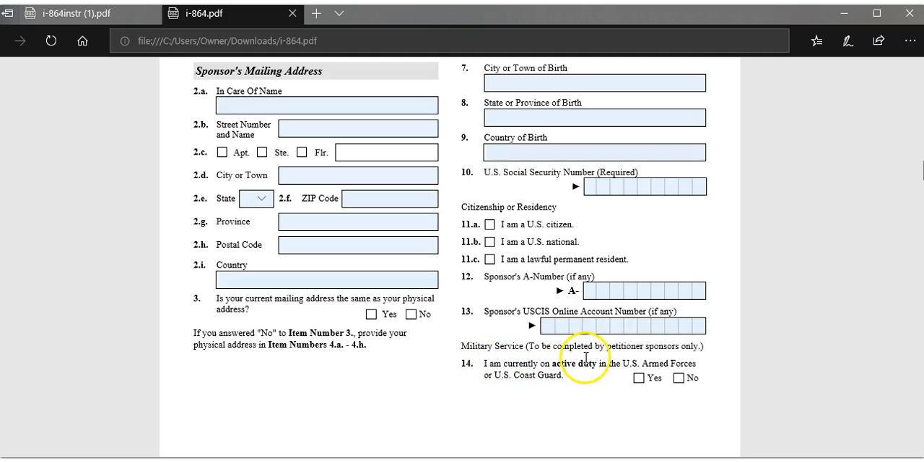Military service, to be completed by petitioner sponsor only, it is not for the joint sponsor. Number 14, I am currently on active duty in the U.S. Armed Forces or U.S. Coast Guard. Yes or no? So, if you are the joint sponsor, this does not apply to you, it's only for the petitioner. But do not leave it blank, just put no if you are the joint sponsor.